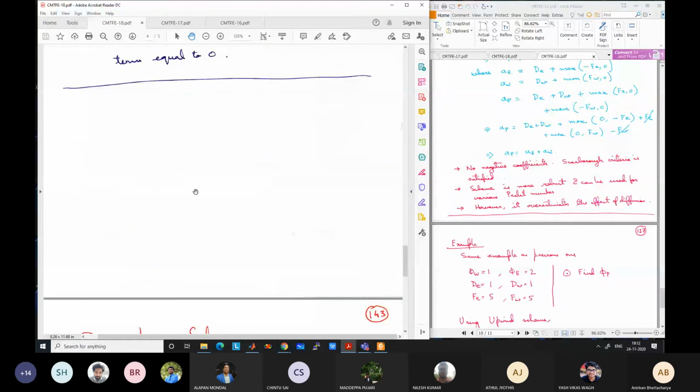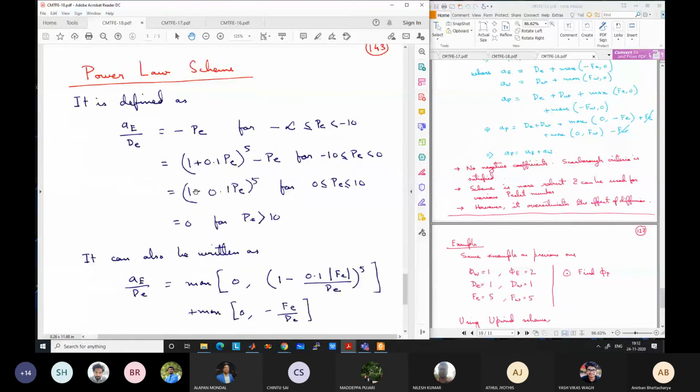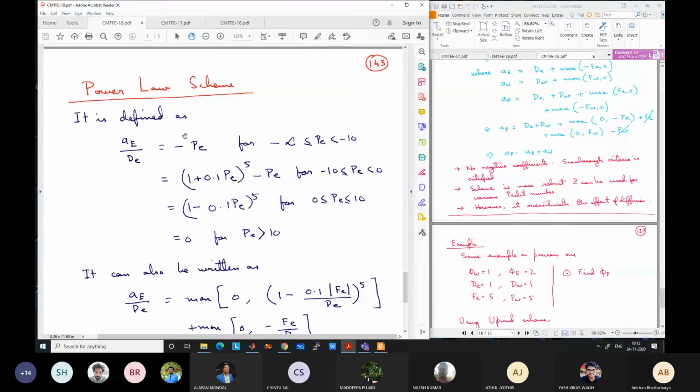We will conclude today's class just by giving you a brief glimpse of one of the more powerful schemes or more accurate schemes, which is known as the power law scheme. Any question on the hybrid scheme?